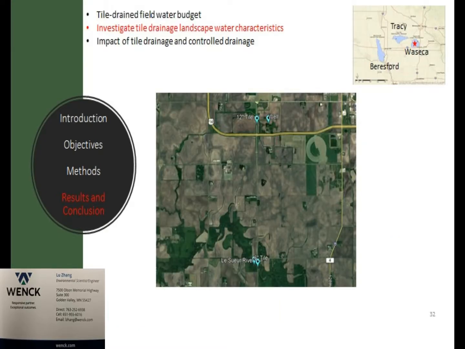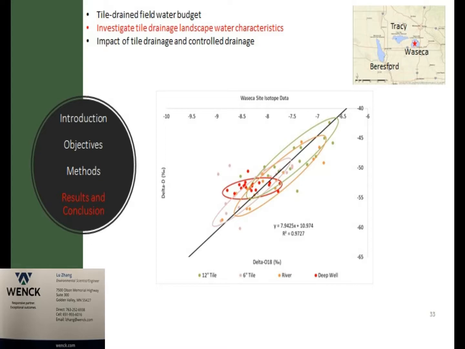So, going from east to west again, Waseca, the level 1 points. The major field is located up north, where the 12-inch tile and the well are. There's also the Sioux River stream flow data collected, and there's a 6-inch tile near the river, which we suspect is conveying groundwater, and we'll look at that in the data. For the Waseca site, this is the meteoric water line plot, and 4 of the sampling locations are plotted on it.